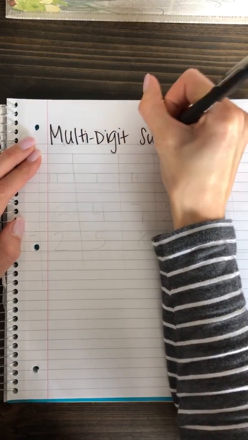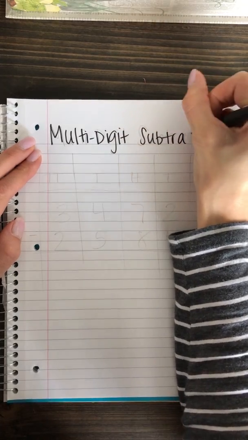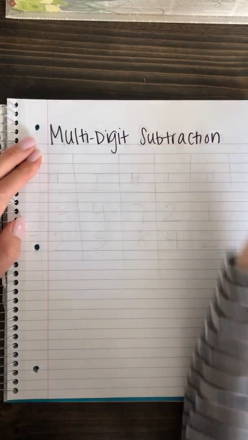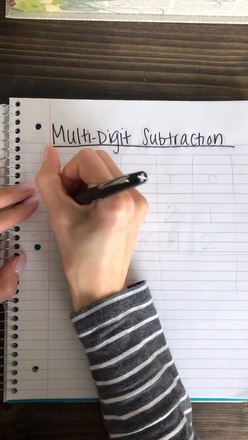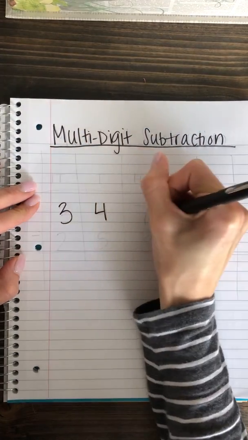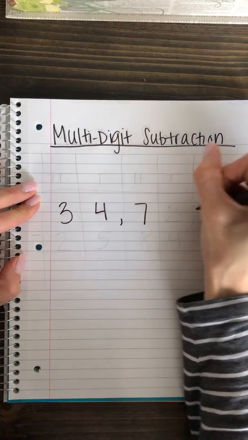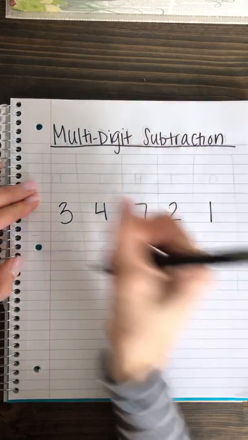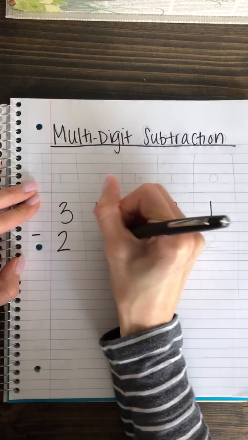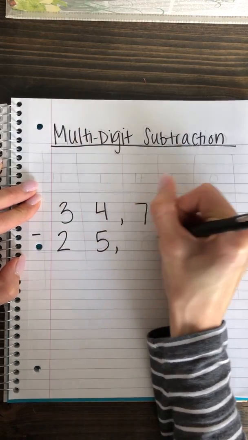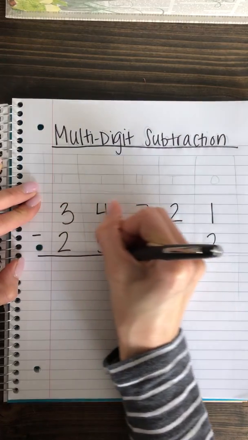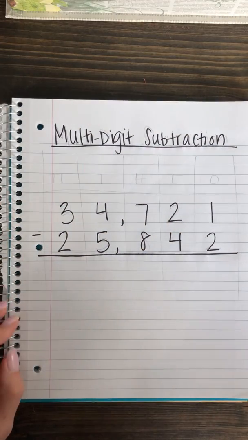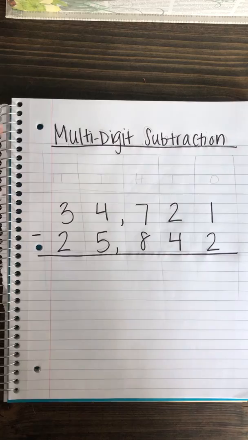Multi-digit subtraction. We're going to subtract 34,721 by 25,842. Now the first thing I want to talk about here is place value.